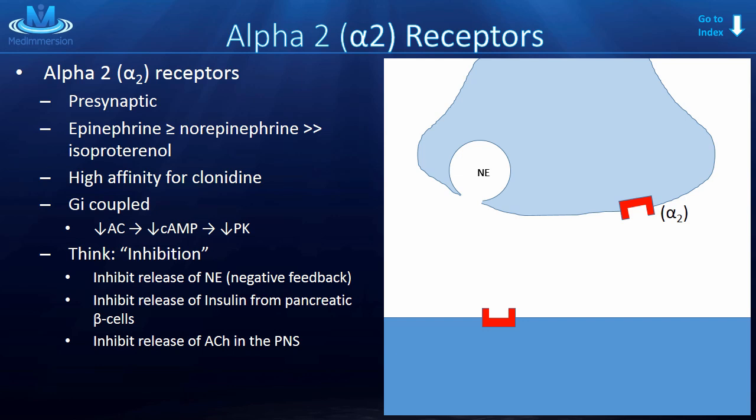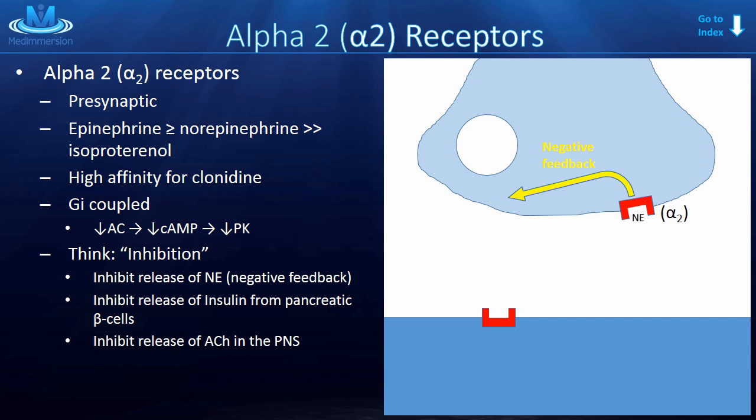Now on to alpha 2 receptors. These are the presynaptic receptors. Okay? And you can see why in this animation, or what it does. Basically, as I mentioned two slides ago, it acts as a negative feedback mechanism to keep the process regulated. All right? Alpha-2 receptors are very sensitive to epinephrine and norepi, and again, more so than to the beta agonist isoproterenol.